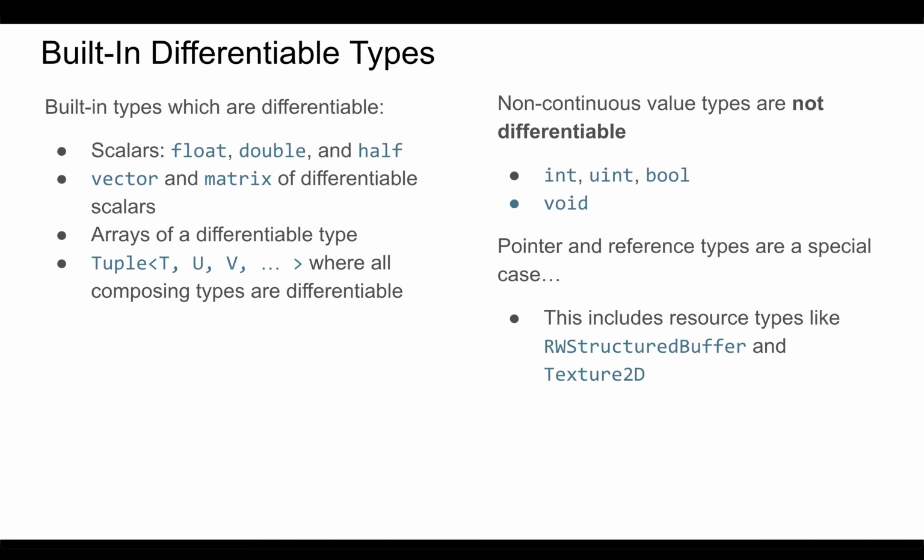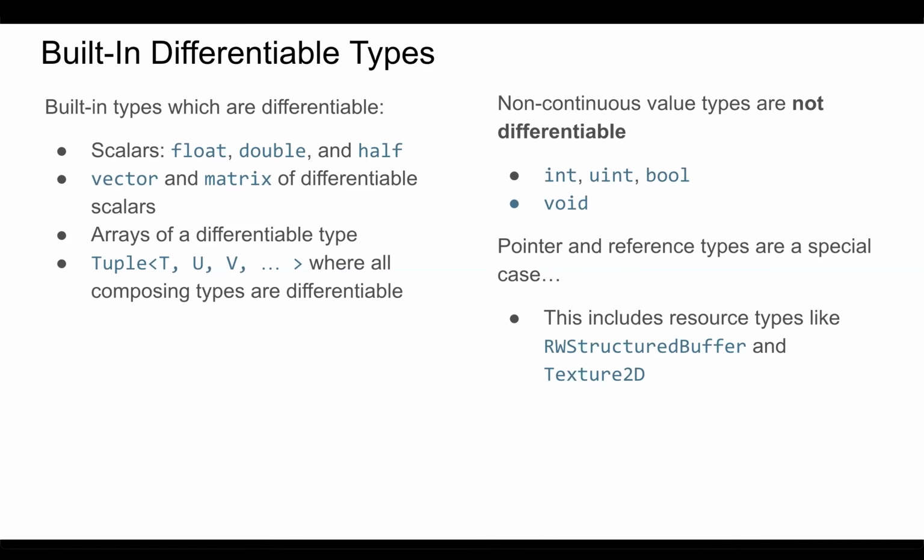So what is differentiable? The built-in types that are differentiable are those that represent continuous values. So in the case of scalars, that's float, double, and half. And then also any vector or matrix that is composed of differentiable scalars. Arrays of differentiable type are also differentiable. And then tuples, where all of the composing types are differentiable, are considered differentiable themselves. Essentially, if the type can represent a smooth, continuous value, then Slang's type system can handle it. This gives you a solid foundation for building complex differentiable functions.